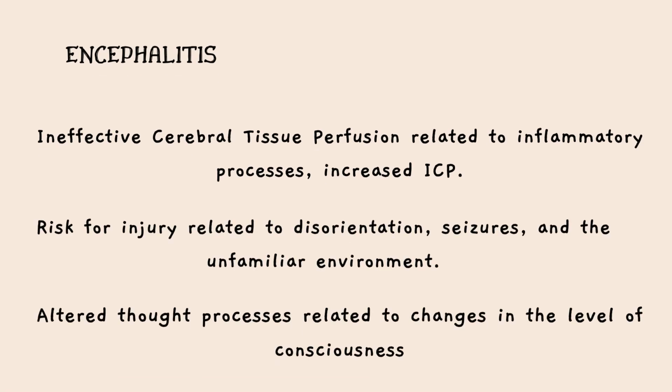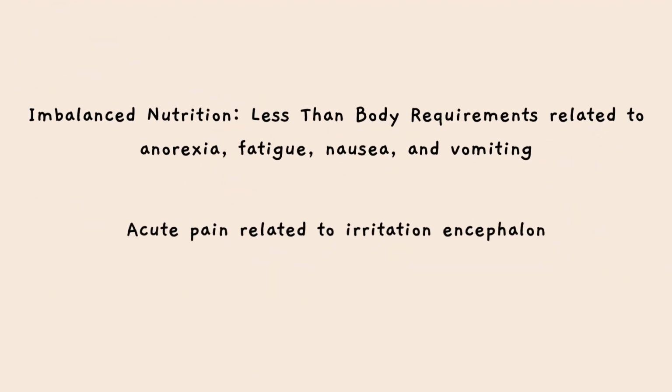As for encephalitis, it includes ineffective cerebral tissue perfusion related to inflammatory processes or increased ICP, risk for injury related to disorientation, seizures, and the unfamiliar environment, altered thought processes related to changes in the level of consciousness, imbalanced nutrition, less than body requirements related to anorexia, fatigue, nausea, and vomiting, and lastly acute pain related to irritation of the encephalon.